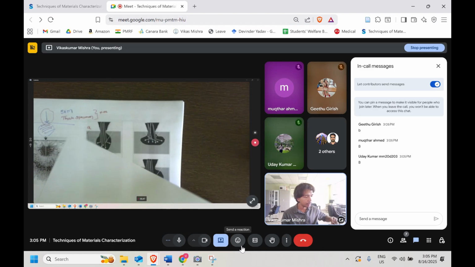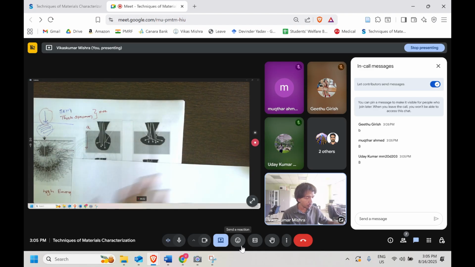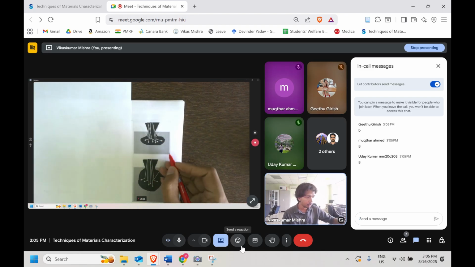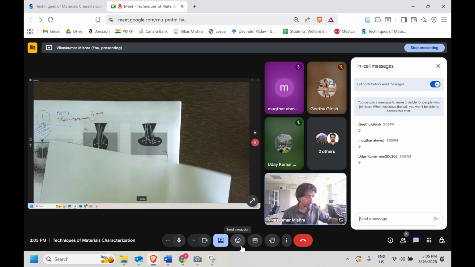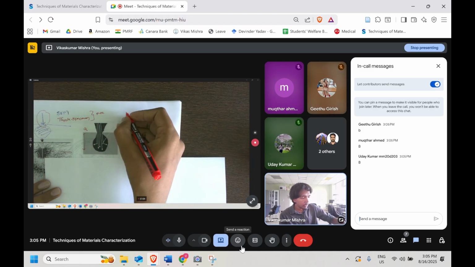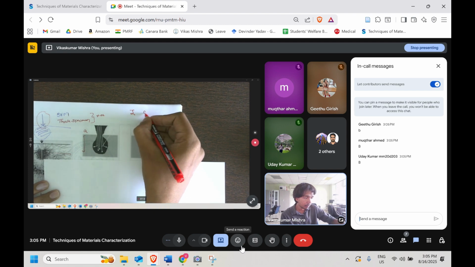So the first thing we have understood is that from here to here the energy is more, so the interaction volume is more. Now, let's talk about this too. Here, the variation is in Z, the atomic number.